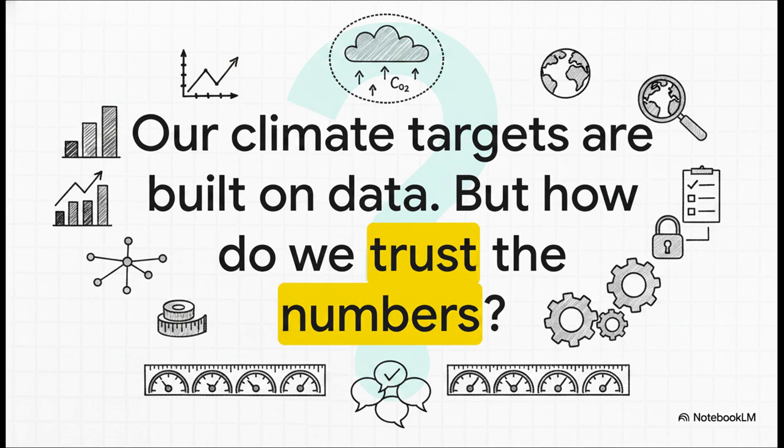So all our climate goals, all those big targets you hear about, they're all built on data. But that brings up a huge question. How do we actually trust the numbers? The answer isn't just one simple measurement. It's a really rigorous, multi-layered system designed to make sure that when we talk about emissions, the data is solid, transparent, and comparable across the board.